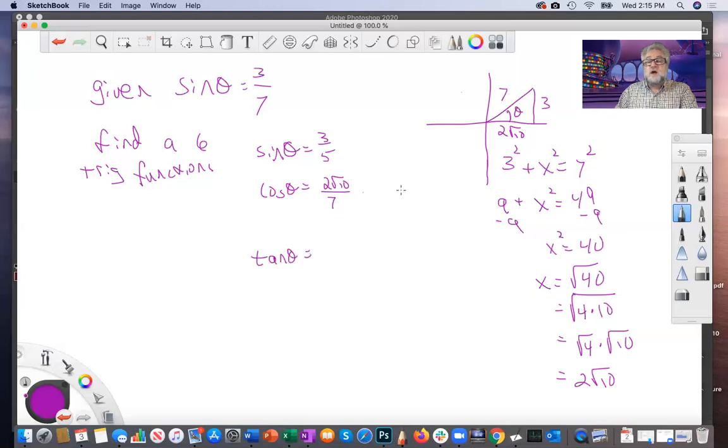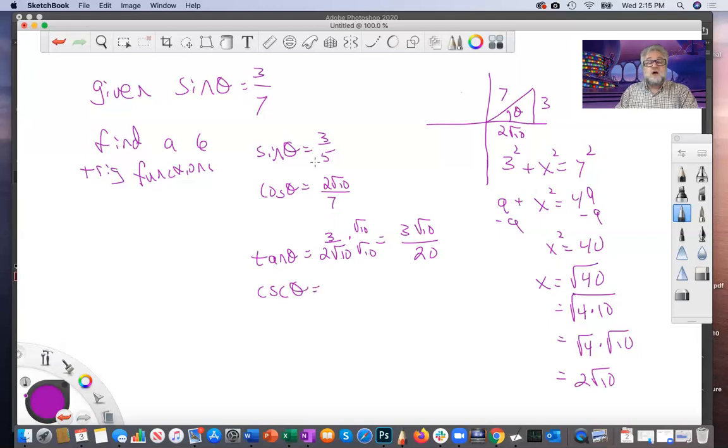Tangent theta is opposite over adjacent. 3 over 2 radical 10. What are we going to have to multiply by to rationalize the denominator? We don't care about the 2. We care about the square root of 10. So we got to do that. So this would be 3 radical 10 over square root of 10 times square root of 10 is 10 times 2 is 20.